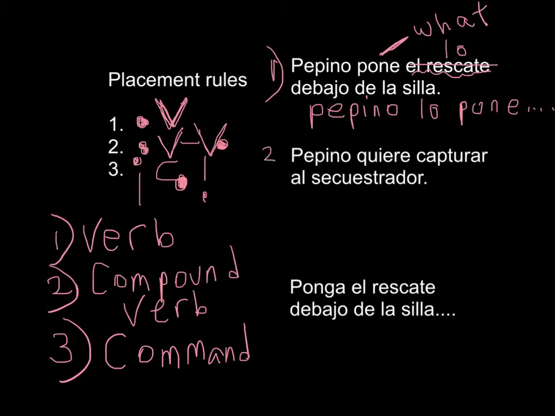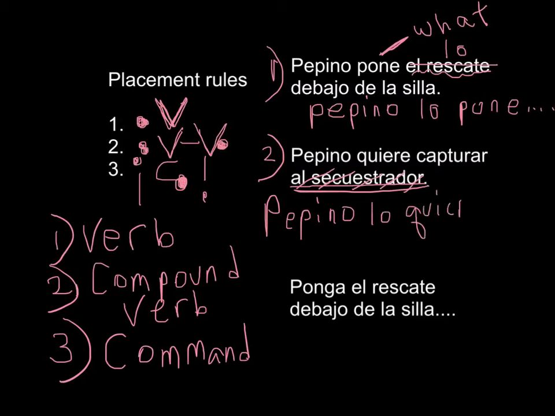In the second type of sentence, Pepino quiere capturar al secuestrador. Wants to capture what? The kidnapper. The kidnapper is a singular masculine noun, so I will work with the pronoun lo. I'll replace el secuestrador. And now, because I have a compound verb, I have two ways to write this sentence or to speak it. I could say, Pepino lo quiere capturar. That's option one, putting it in front of the first verb, okay, the helping verb or the first verb of the pair. I'm using two verbs together here to translate the idea, wants to capture.